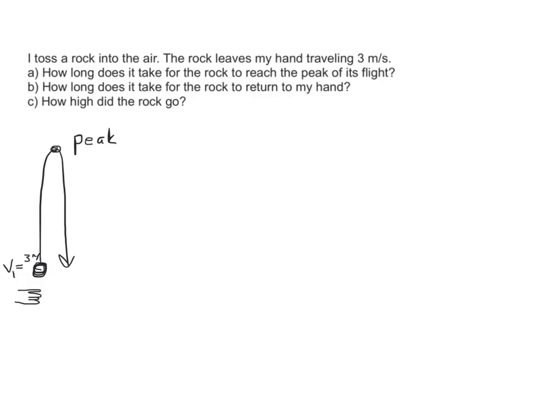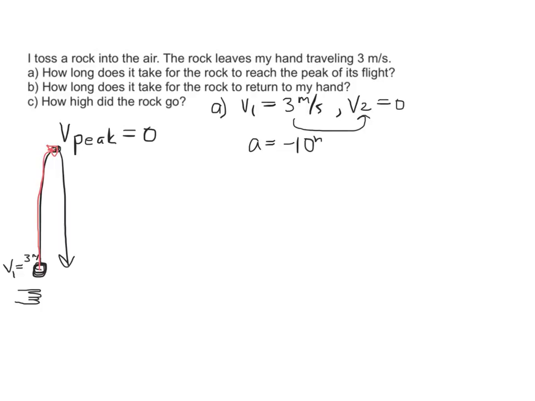Here is a piece of knowledge to take. At the peak, the velocity will always be 0, just for a moment. So that means when I'm answering question A, my v1 is 3. v2 is 0. Because we're talking about how long it takes to go up and reach this point. So I'm essentially asking you, how long does it take to go from 3 meters per second to 0 meters per second, given that the acceleration is negative 10 meters per second squared?